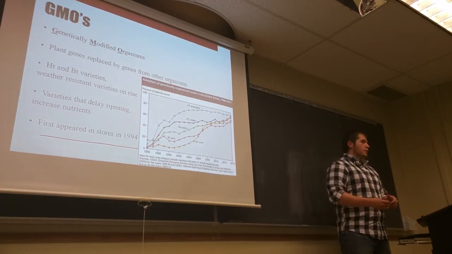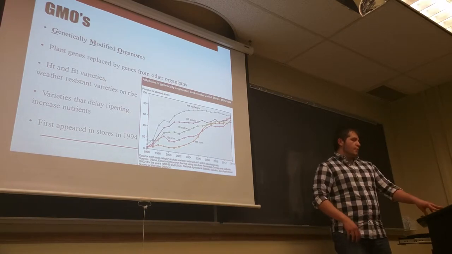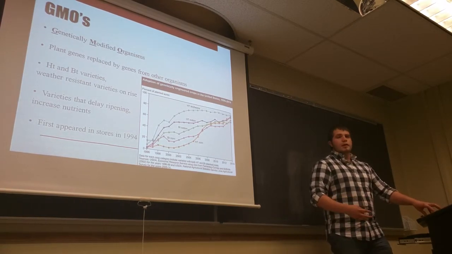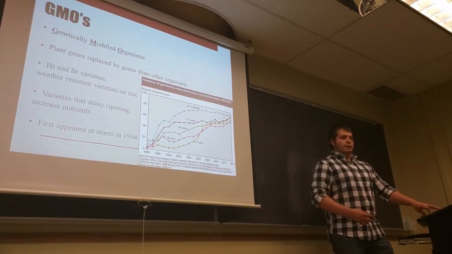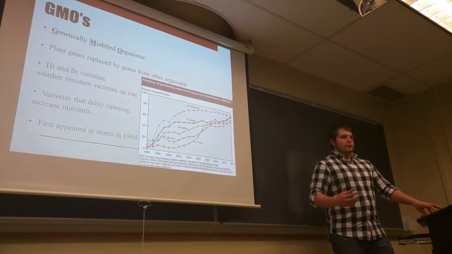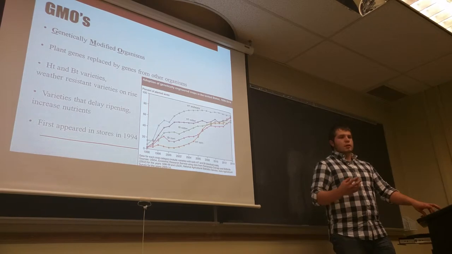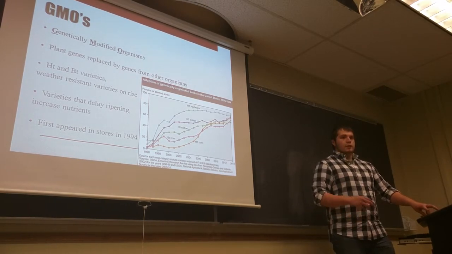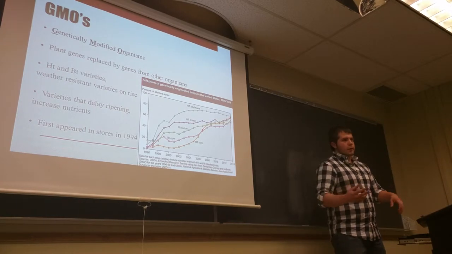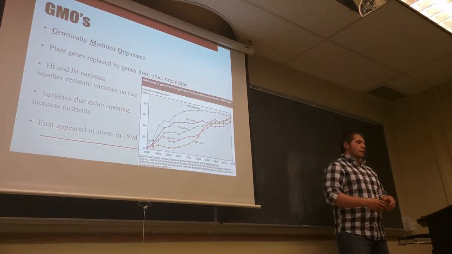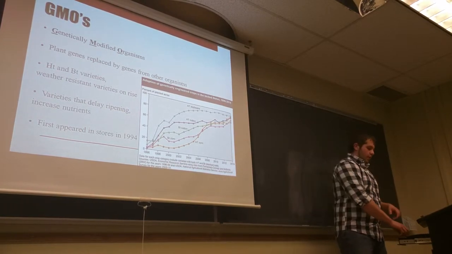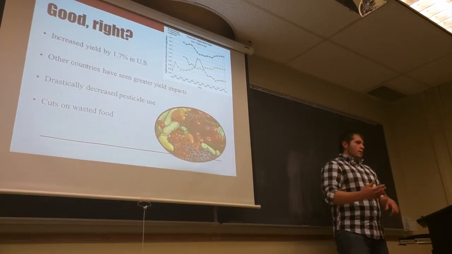One of them is delayed ripening. And this was the first GMO that appeared in stores. It appeared in 1994 in the form of what's called the Flavr Savr tomato. They found that it took a week for a tomato to get from the plant to store shelves. So they created a modified plant that delayed the ripening by a week. So essentially, by the time it got to the store, it was as if it had just been picked off the plant. So this all sounds good, right?